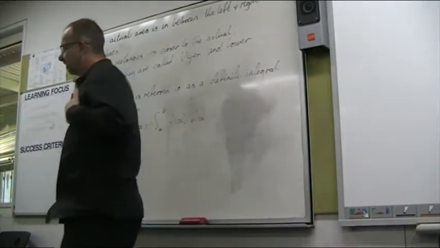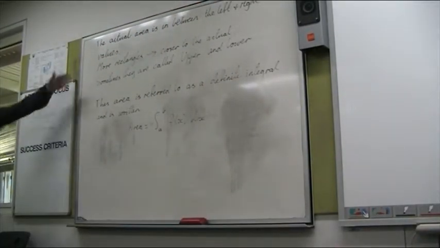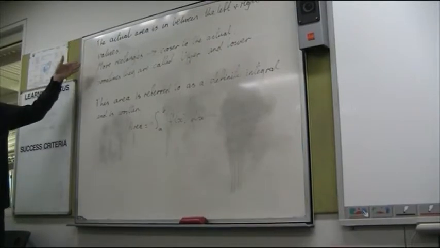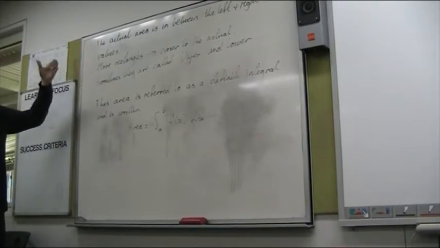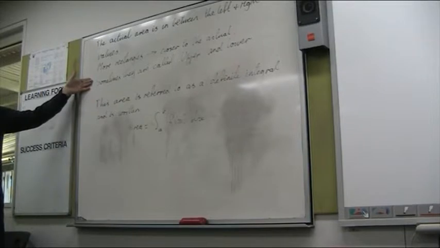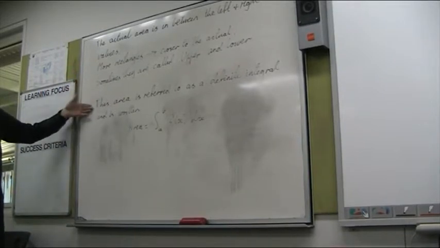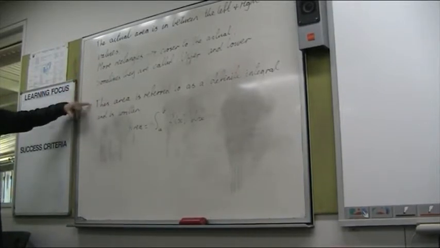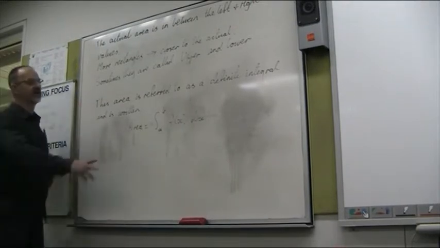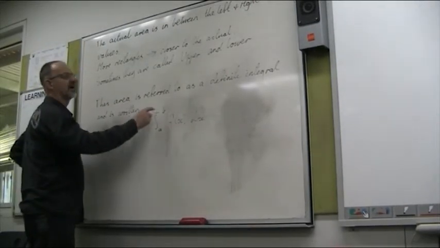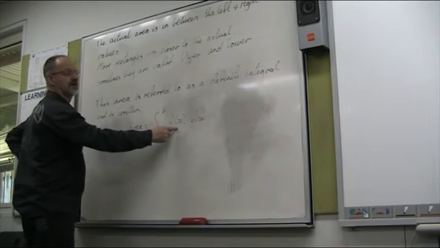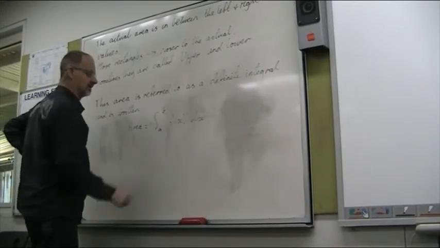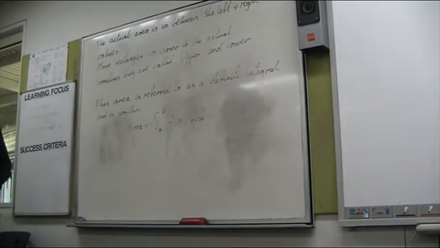Right, so that's what I just talked about: the actual area is between the left and right, and with more rectangles we get closer to the actual. Sometimes they're called upper and lower, and this area is referred to as a definite integral, and it's written like this. So the area between a and b, underneath the curve, f(x) dx, is what's referred to as the definite integral.